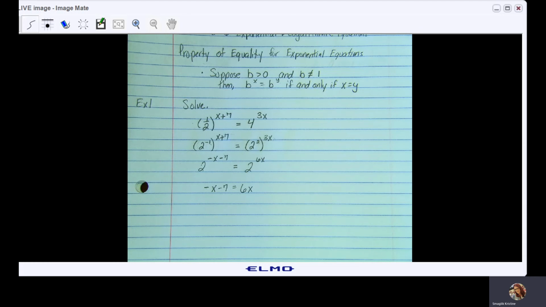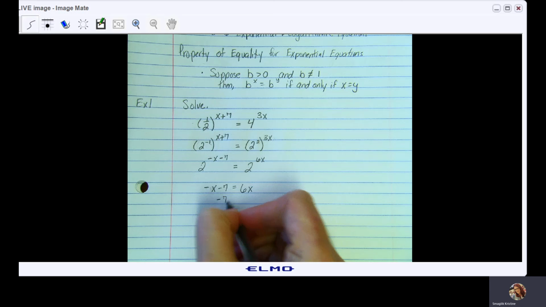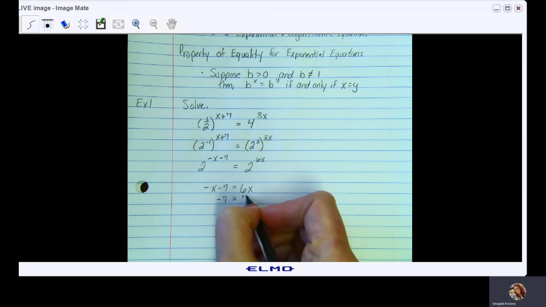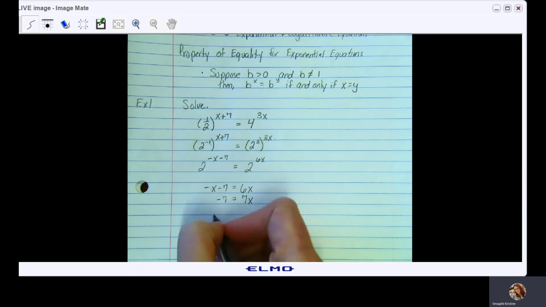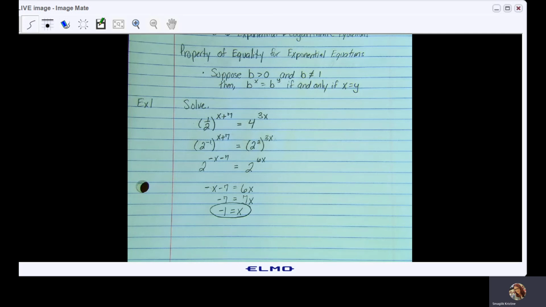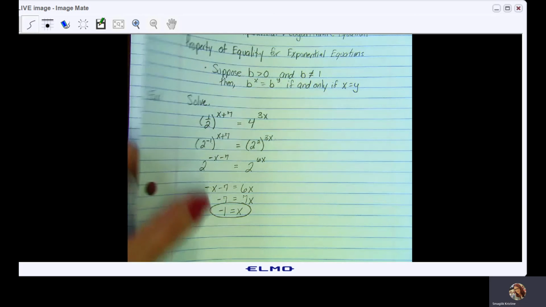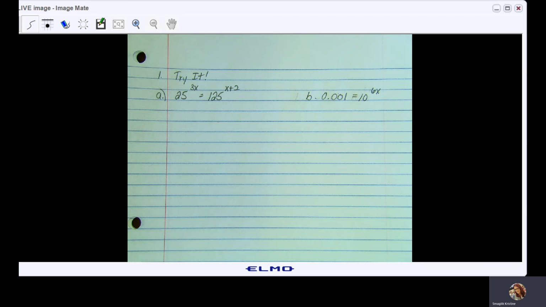This is a simple two-step equation. Let's add x to both sides. This is negative, so we'd add it to both sides. So I get negative 7 equals 7x. We divide out that 7. Negative 7 divided by 7 is negative 1. Negative 1 equals x. And here are your try-its. I recommend copying these down. You can pause the video and then come back and check your work.